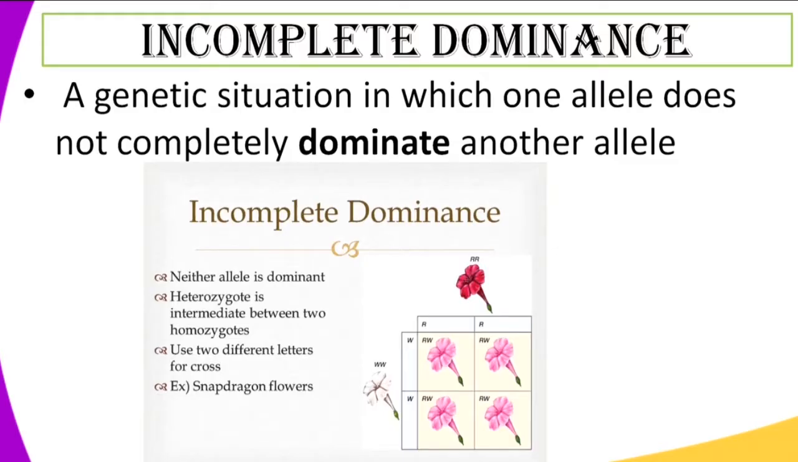The parent flowers were white and red. So they fuse together, they form pink flowers. So the heterozygous is the intermediate between the two homozygous. So they use 2 different letters for crossing. So this is an example of a snapdragon flower. When you fuse them together, none of them is going to be seen in terms of the phenotype, which is the physical appearance. So they both merge to form the pink flowers.